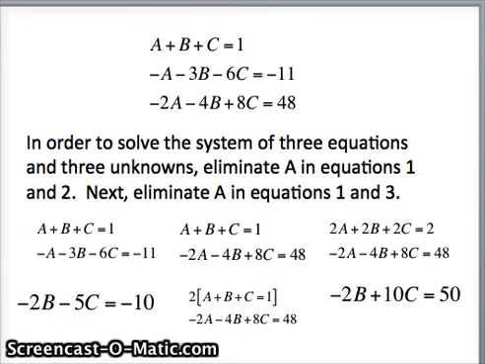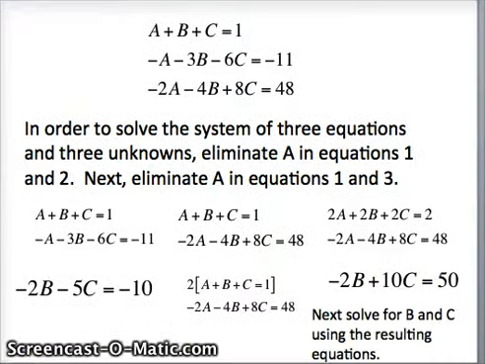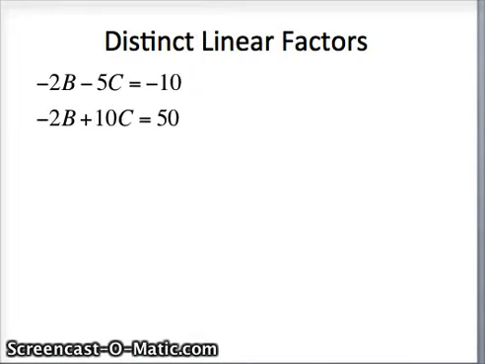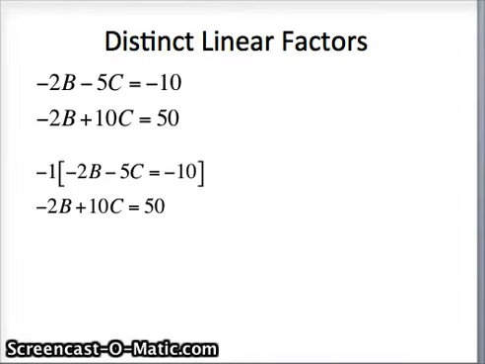Now I have an equation with two unknowns, b and c here. Once that's the case, then I can go ahead and solve for b and c. So indeed, solve for b and c using this equation and that equation. So here we go. How are we going to do that?